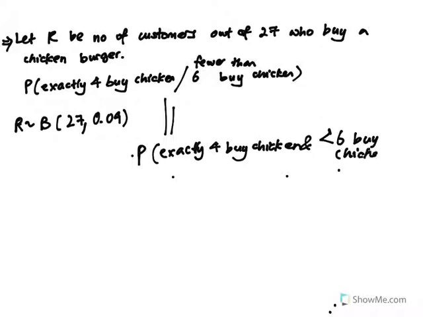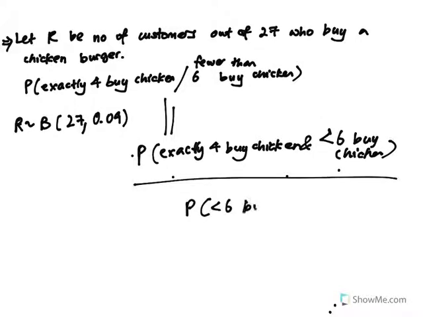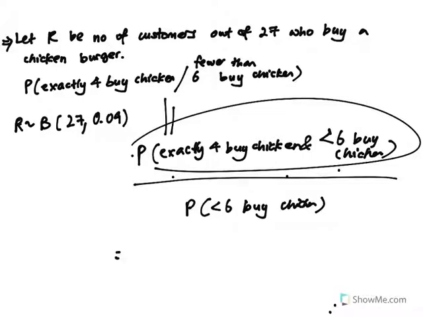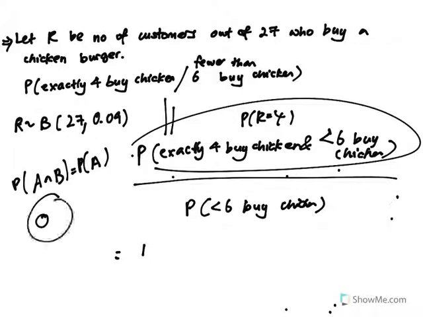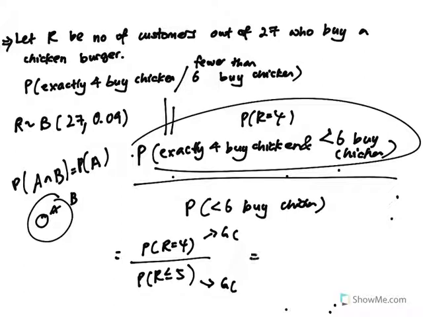If you think about this probability, the top part is just the probability of exactly 4. This is the probability of R equals 4. Because I want 4, I can only buy 4 chicken, and I also want less than 6 to buy. That means the intersection is just 4. The probability of A intersect B is just the probability of A. A is inside here and B is outside. This is just the probability that R equals 4. And the bottom part, fewer than 6, is the same as R less than or equal to 5. Use your GC for this, and you should get 0.136.